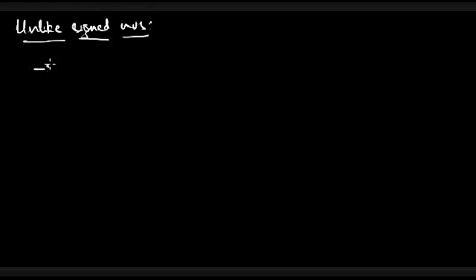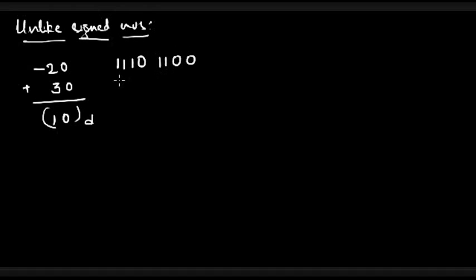Let the two numbers be -20 and +30. When we add these two numbers, we will get a result of +10 in decimal. Let us consider the same operation in binary. The binary equivalent of -20 is 1110 1100, and binary equivalent of +30 is 0001 1110.